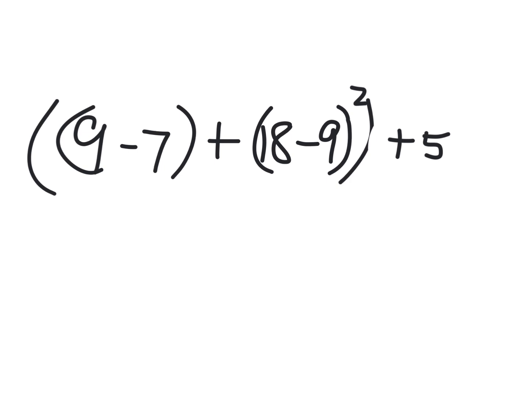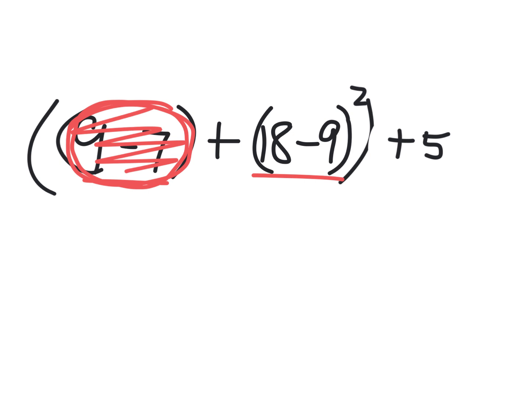Okay. So, you start with the what? Parentheses. Well, there's lots of parentheses, so you go to the parentheses inside the parentheses. There's 2 parentheses that are inside the parentheses. Well, then, if they're tied, you pick the one on the left. That one. So 9 minus 7 is 2.